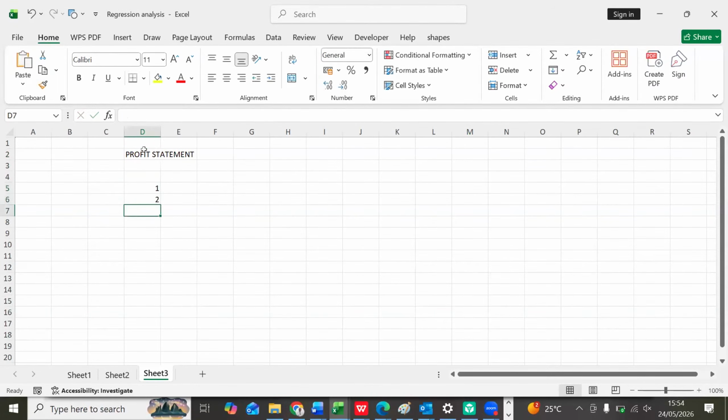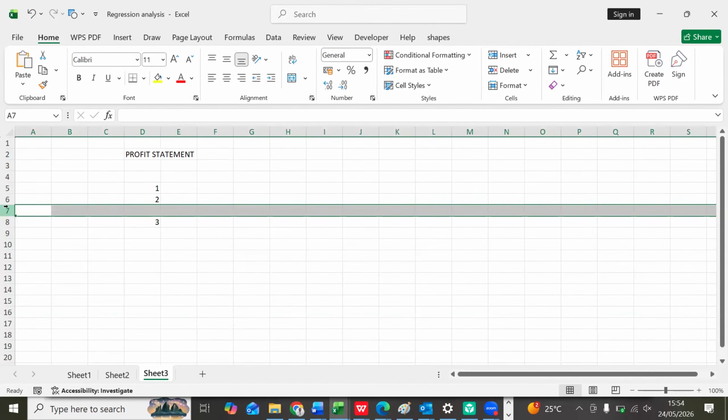1, 2, 3. No. We don't want to skip any. Or if I've skipped this and I want to delete this row, if I want to delete this row number 7 that I've skipped by mistake, I will simply come and highlight the whole of it, and then I say control minus.